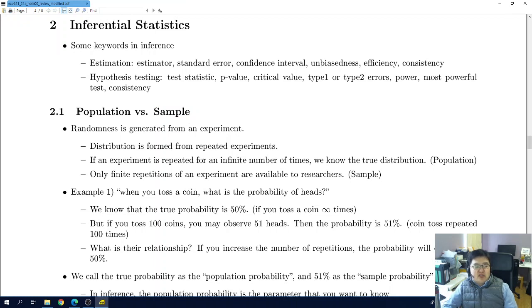So the distinction between the population and the sample is important because the population is what we want to know, what we are interested in. We would like to understand the distribution or the expectations related to the population, but it is not available. We cannot observe an infinite number of experiment results. So we use the sample to infer about the population. That is statistical inference.